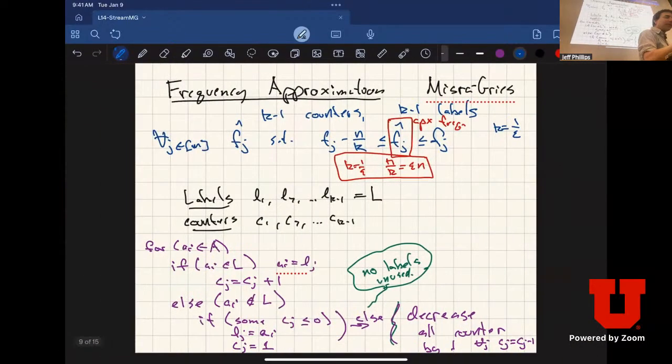And what did I claim the error was going to be? I claimed the error was going to be n over k. That's the number of decrements. If I set k equal to 1 over epsilon, 100 for 1% error, then I get this error guarantee. Okay, so that's the proof. That's the proof that this works.